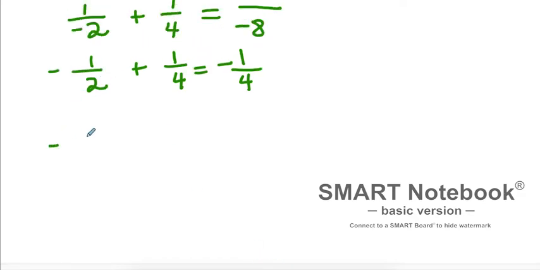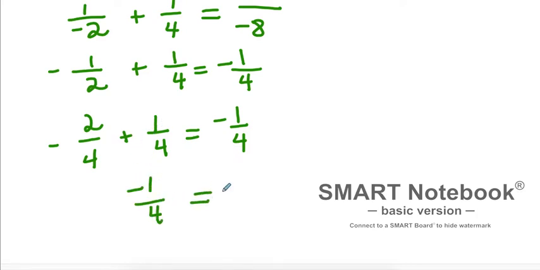Negative 1/2 is the same thing as negative 2 over 4 plus 1/4. Is that the same as negative 1/4? Well, sorry, negative 2/4 plus 1, so that's negative 2 plus 1. So that's negative 1/4. Is that equal to negative 1/4? Are those two equal? Yes, they are.